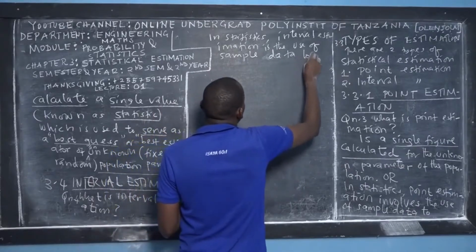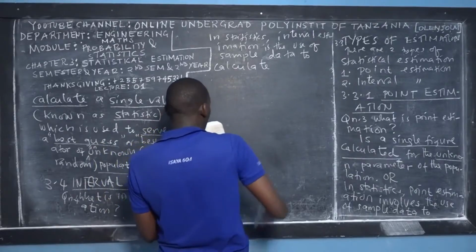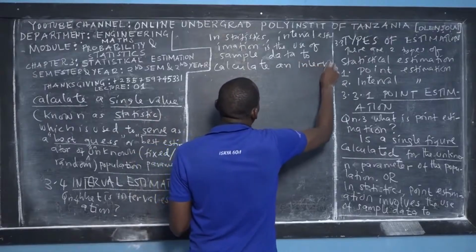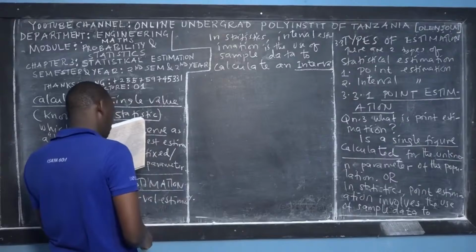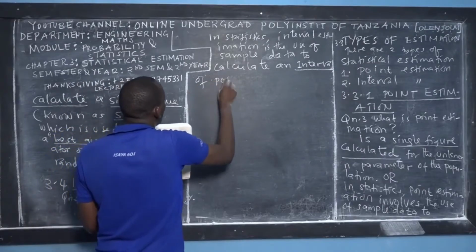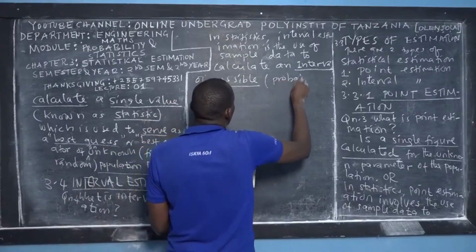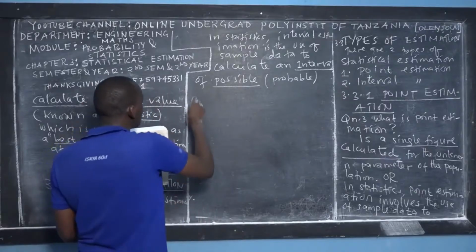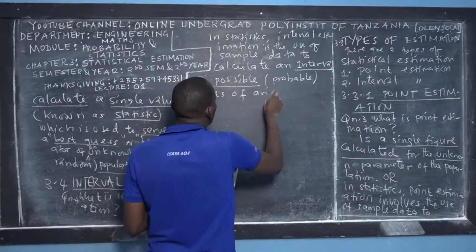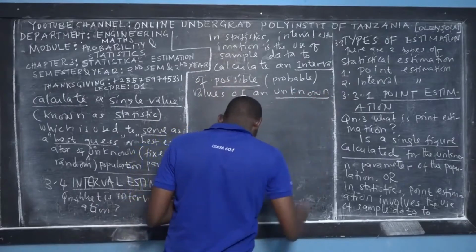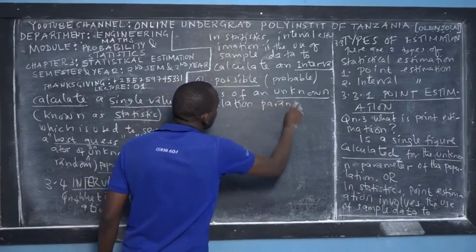To calculate an interval of possible, or in bracket we say probable, values of an unknown population parameter. Interesting. Population parameter.